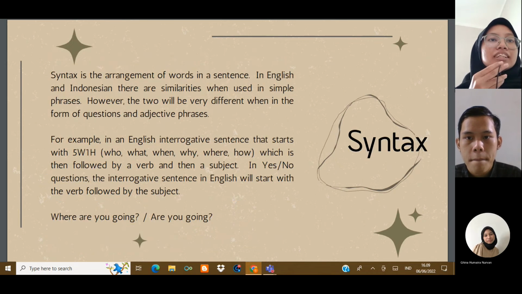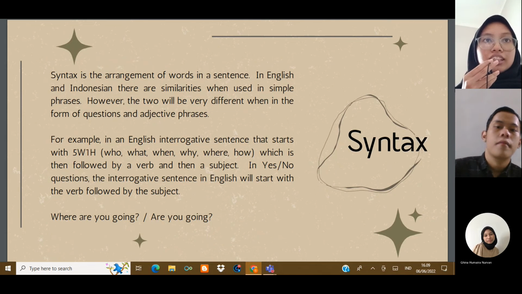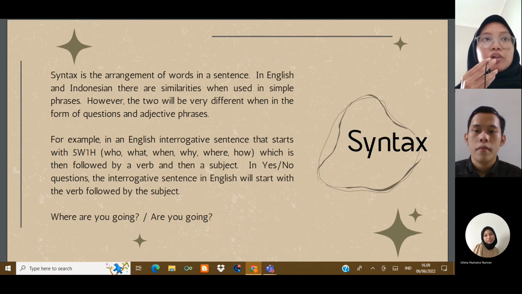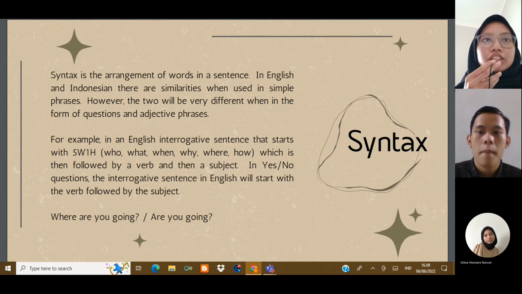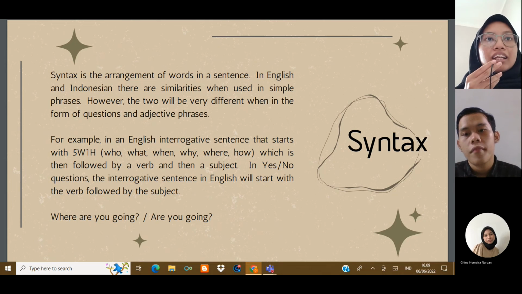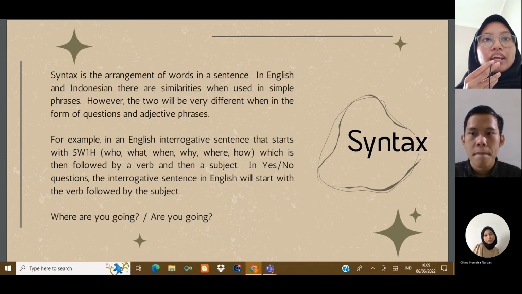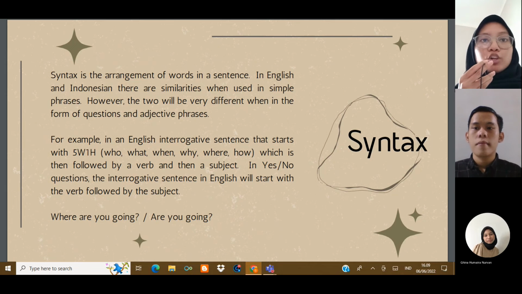Next one is syntax. Syntax is the arrangement of words in a sentence. In English and Indonesian, there are similarities when used in simple phrases. However, the two will be very different when in the form of questions and adjective phrases. For example, in an English interrogative sentence that starts with 5W1H, who, what, when, why, where, how, which is then followed by a verb and then a subject. In yes or no questions, the interrogative sentence in English will start with the verb followed by the subject. Where are you going? Or are you going?